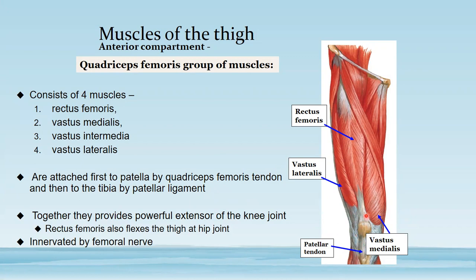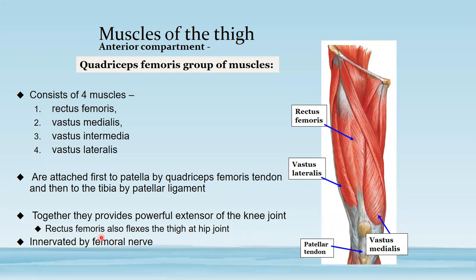So it actually has two attachments. One is the patella, and the extension of the attachment is to the tibia. So it has two tendons, the quadriceps femoris tendon and also the patellar tendon. Together they provide a powerful extensor of the knee joint.